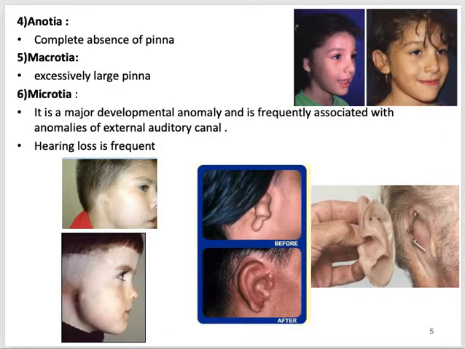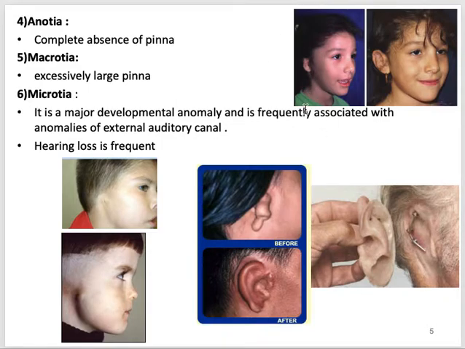Then you can see over here anotia. Anotia is when there is complete absence, you can see over here complete absence of the pinna and the lobule. There could be macrotia, in which the ears are quite bigger, or an excessively large pinna, and microtia, in which the ears are very, very small. You can see in this girl.